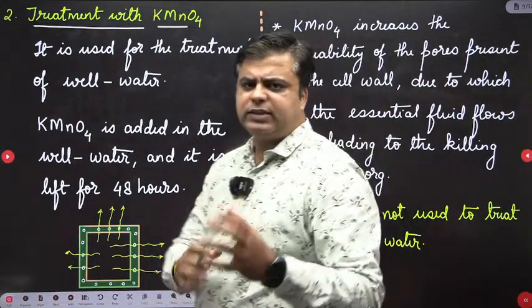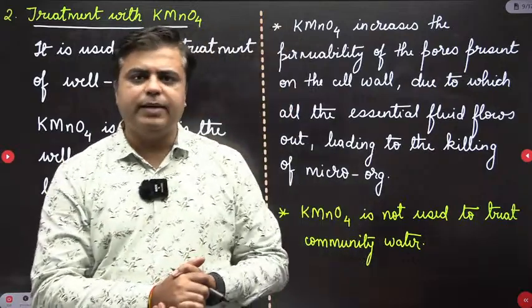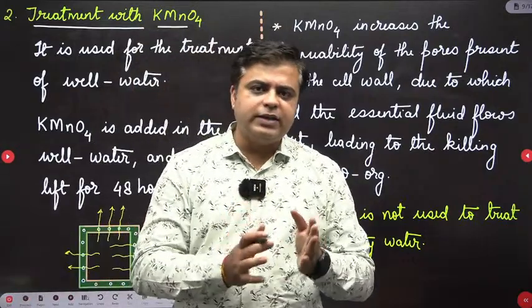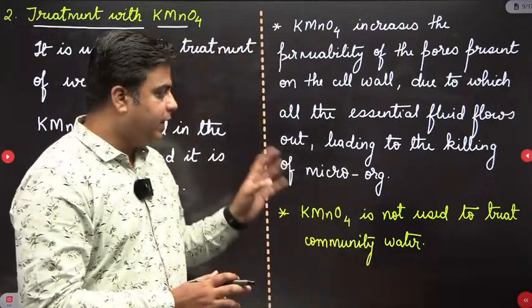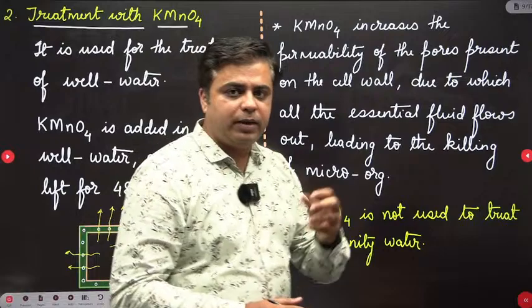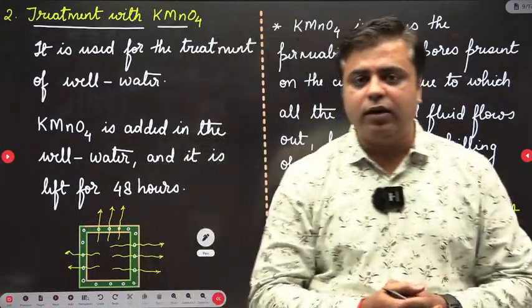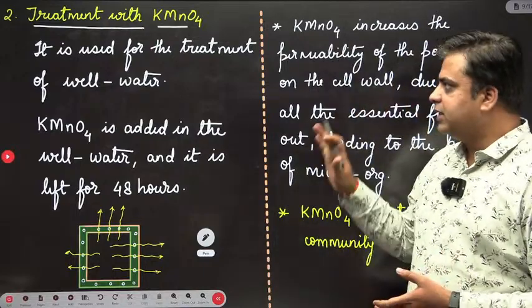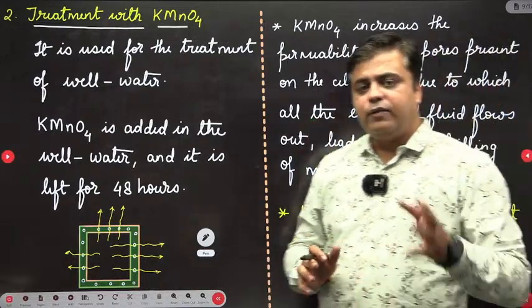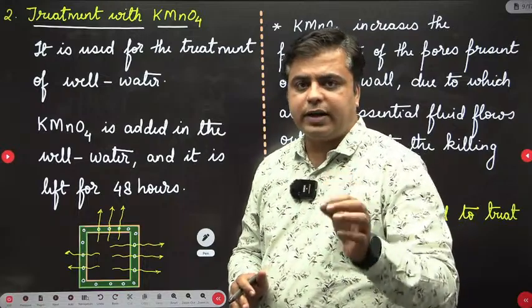Okay. So these are just the basics regarding ozone and KMNO4. Ozone basically destroys the cell wall, leading to the killing of microorganisms, whereas KMNO4 actually increases the permeability of the pores present in the cell wall, again leading to the killing of microorganisms. Okay, so these are the two minor methods of treatment which are not used to treat the community water.